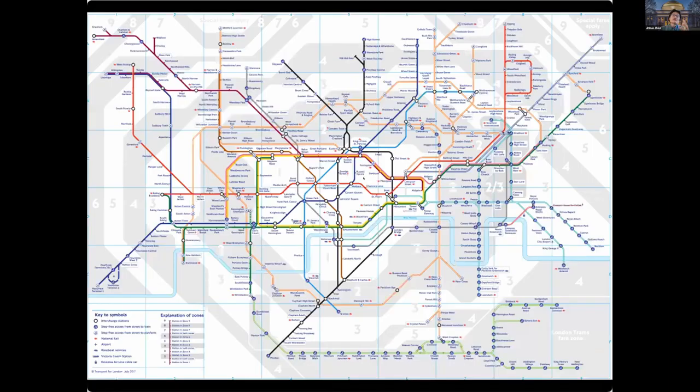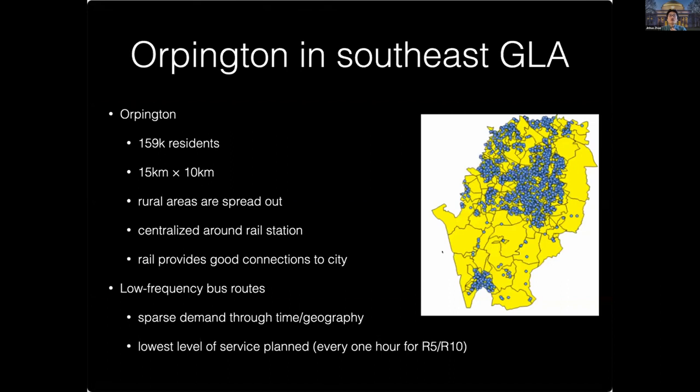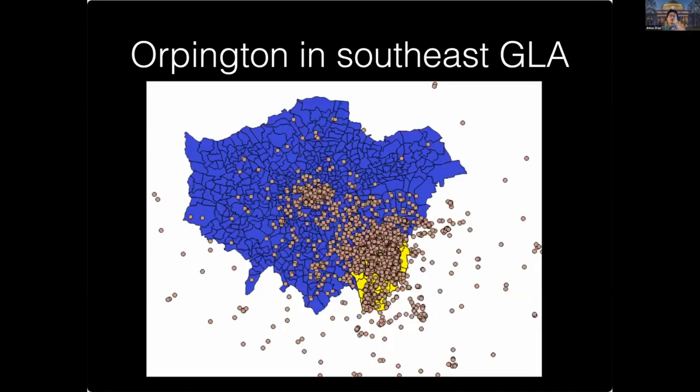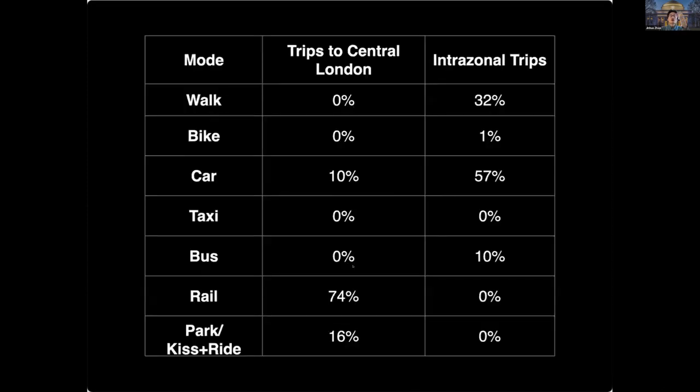So this is London's on-the-ground system. And we focus on one particular area called Orpington in the southeast part of the Greater London area. We studied their demand. You'll find there are roughly two types. One type of demand is going to central London via the commuter rail system, the railway system, and the other is within the neighborhood itself. You can look at the current mode share, they differ significantly. For example, for trips going to central London, 74% are actually railway based. The intrazonal trips are largely based on cars.